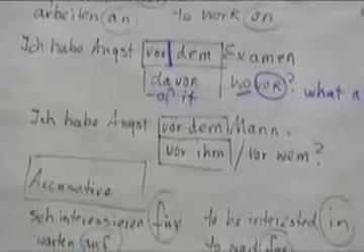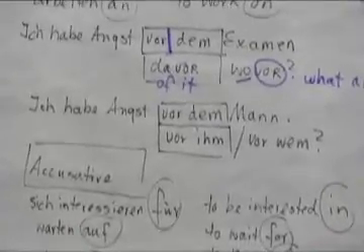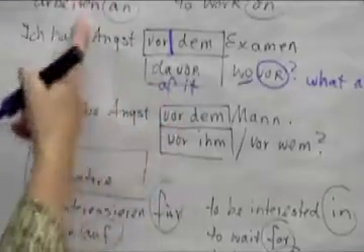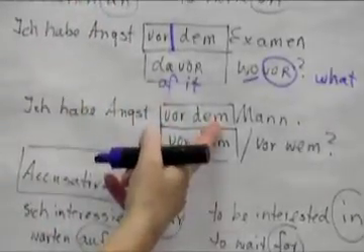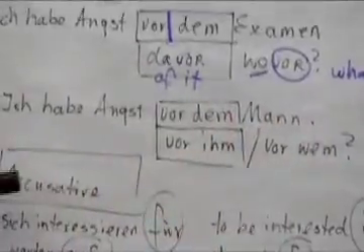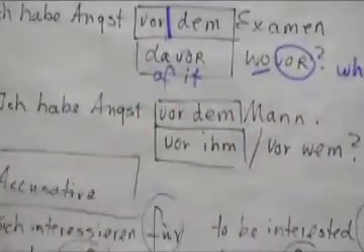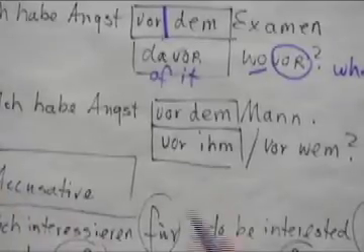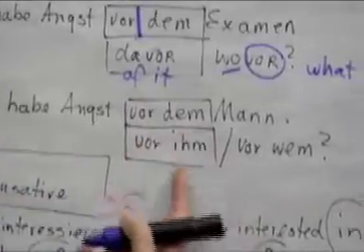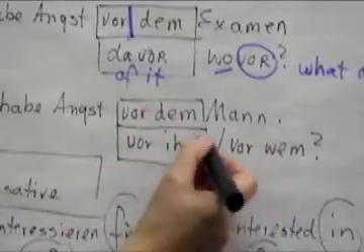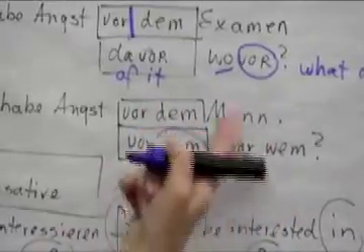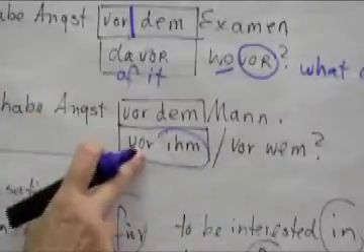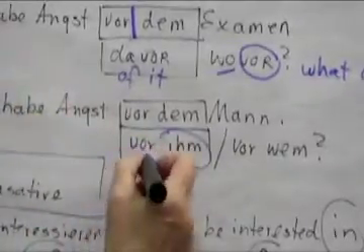Now let's see what happens when we add a person. You're afraid of a person, right? Ich habe Angst vor, again we learned here, this is a dative, vor dem Mann, der Mann becomes dem Mann. Alright, I'm afraid of the man, I'm afraid of him. Remember, when we have a person, we have to replace the dem Mann with a pronoun. And the dative pronoun of dem Mann is ihm. So we say, ich habe Angst vor ihm. I'm afraid of him.